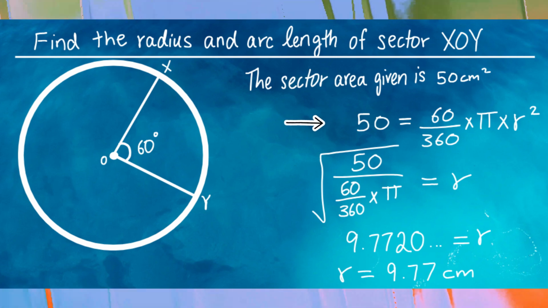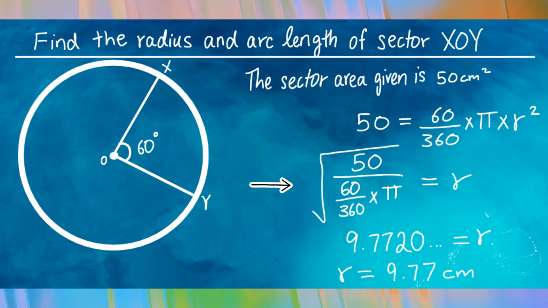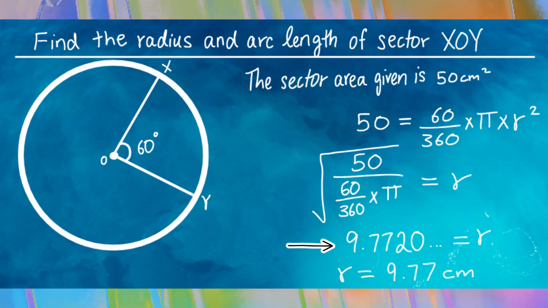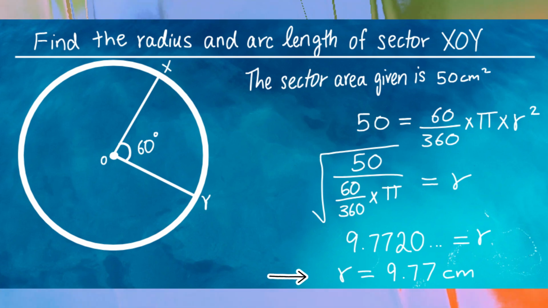Simply substitute 50 for the sector area and 60 for theta. Now solve for r, the radius. Divide both sides by 60 over 360 into pi. Then take the square root of both sides. Entering all that into your calculator and pressing the equals button, you will get a large value. So, we are going to round it to 3 significant figures, giving us the value for radius as 9.77 centimeters.